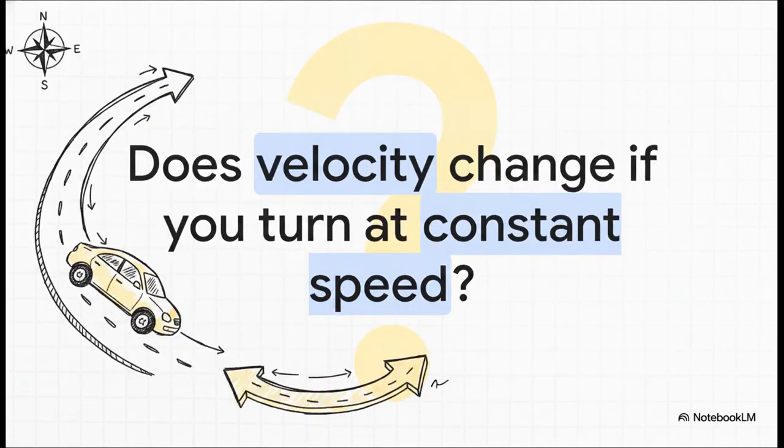Which leaves us with this final, kind of brain-bending thought. Think carefully about all the definitions we've explored today. If you drive a car at a perfectly constant speed, say exactly 30 miles per hour, but you turn a corner, does your velocity change? Well, the answer is a resounding yes. Because velocity is a vector, a simple change in direction alters your physics entirely, even if your speed stayed exactly the same on the dashboard.